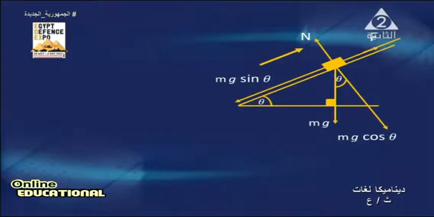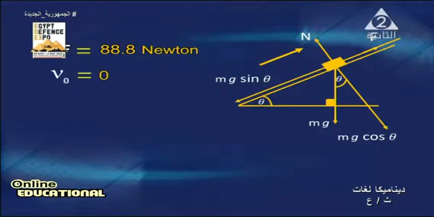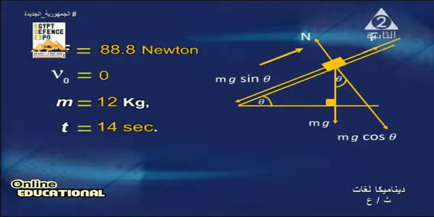Now we have a body of mass 12 kg placed on a smooth plane inclined at an angle of measure 30 to the horizontal, and a force of magnitude 88.8 Newton acts in the direction of the line of greatest slope upwards the plane. Then F equals 88.8 Newton, the initial velocity v naught equals 0, and the mass of the body equals 12 kg. The force acts for 14 seconds.